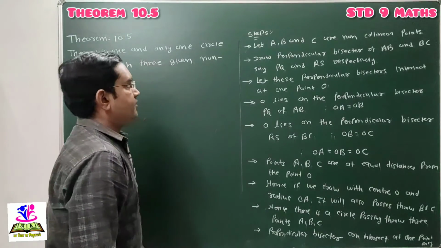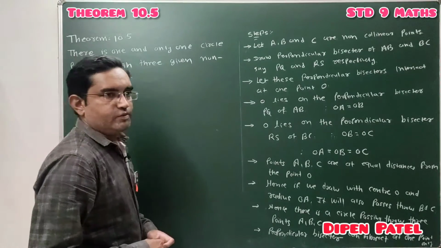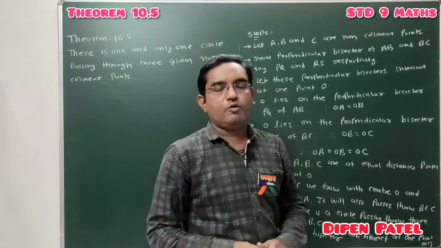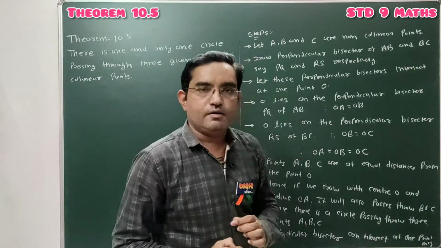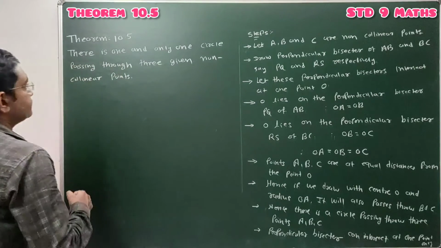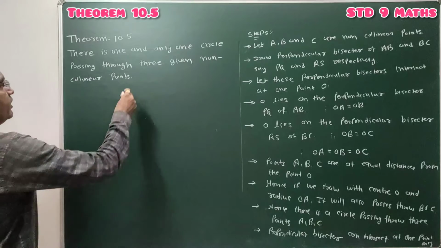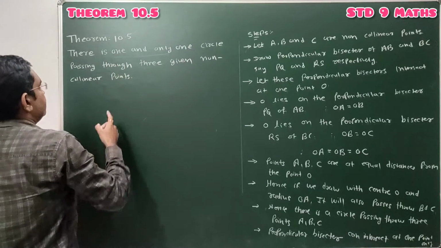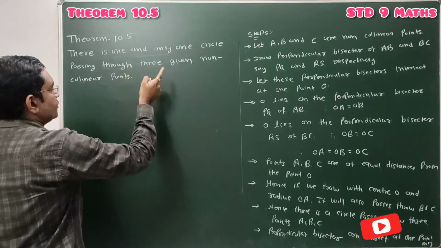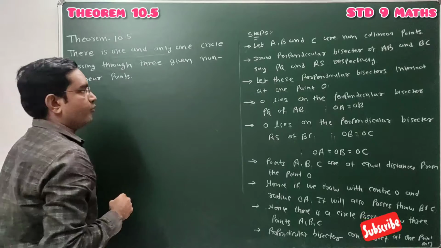Now we will discuss theorem number 10.5. So what is the statement of theorem 10.5? According to theorem 10.5, one and only one circle can pass through three given non-collinear points. One and only one, that means a unique circle. There is a unique circle that can pass through three non-collinear points.